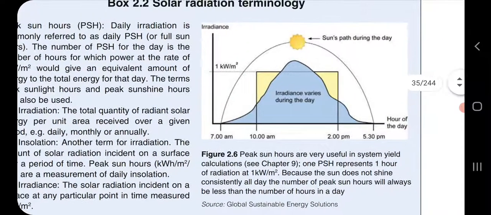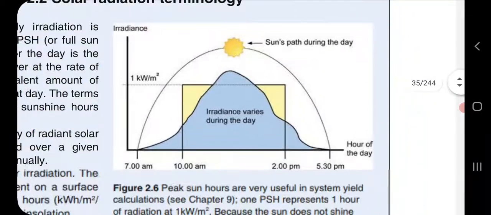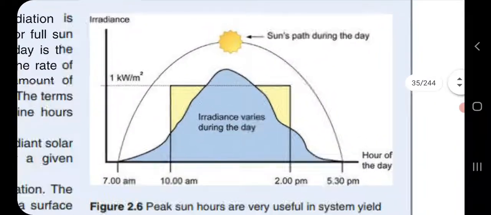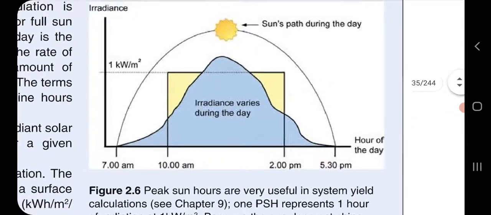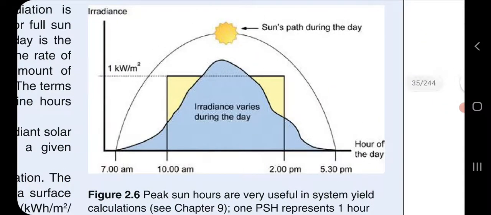In this graph, you can see the peak hour of the sun. It is measured from morning 7 to the evening 5:30. Particularly during the time of 10 to 2, the irradiance or radiation of the sun will be more.